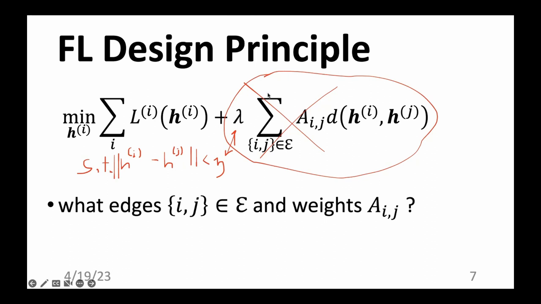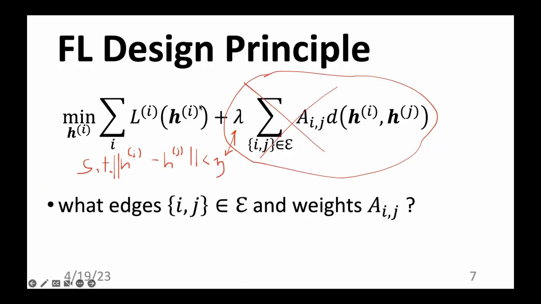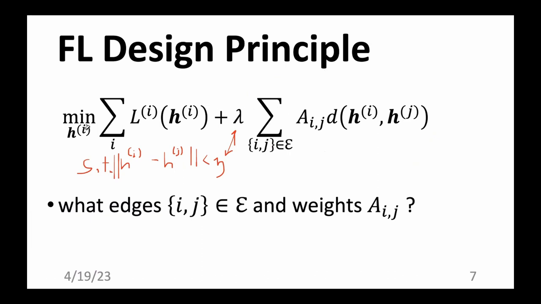Which other optimization algorithm did I present in the course? Relax, yes, federated relax, which is a fancy name for block coordinate minimization algorithm. Yes, so these design choices have to be made by us. And what guides these design choices? Well, in the end, a first criterion is, of course, a validation error. So we come up with design choices for this GTV minimization. We solve it using either gradient descent or some relax algorithm. And what we get out of these algorithms is a hypothesis for each node, so one learned hypothesis for each node. And how do we know if this is good?